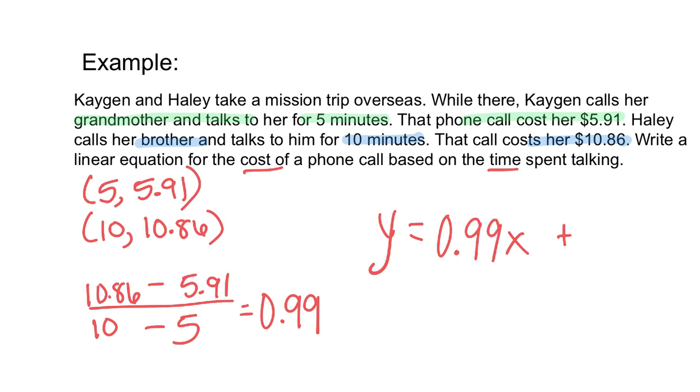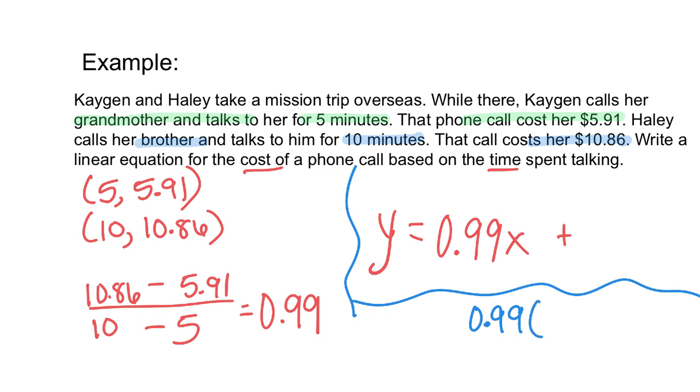Now to find your b, I'm going to give myself some space here. I would take that slope and then I would sub in an x and a y. So either one of these points, whichever one you're comfortable with. I'm going to use the 10 and the 1086 because I can multiply by 10 pretty easily. And then you solve that.